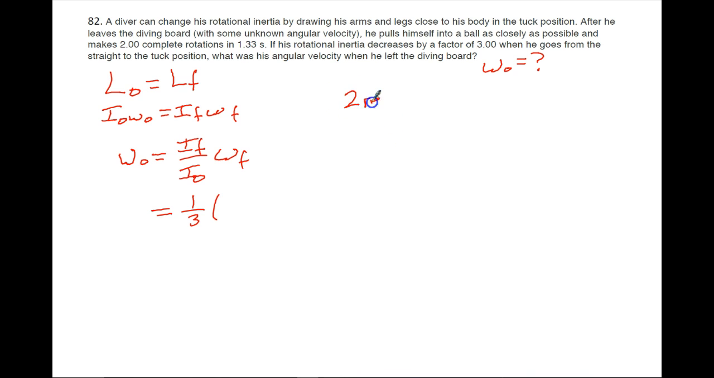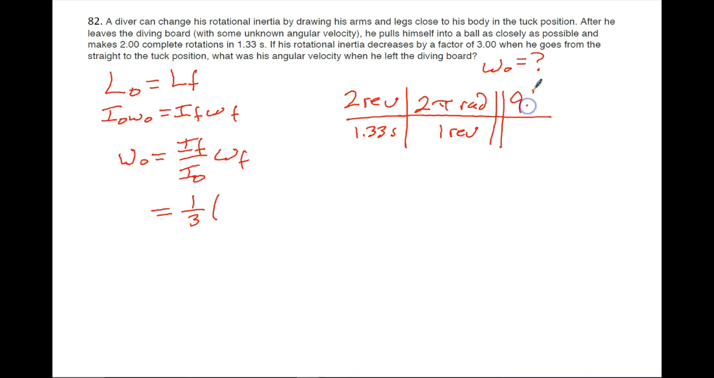So here we've got 2 revolutions, and that's happening in 1.33 seconds. So we said that's a rate, but we need to get this in radians per second. So this is 2 pi radians for every 1 revolution. We already have seconds on the bottom, so we don't have to do anything with it. And you end up with 9.45 radians per second.